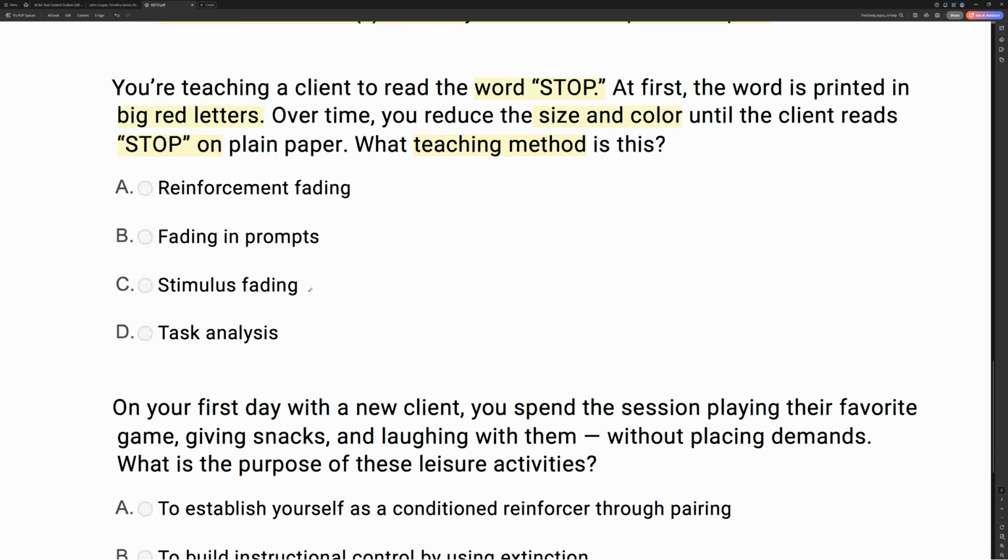And then D, what about a task analysis? Clearly not a task analysis, right? You're not breaking down this behavior into steps. What you're doing is you're fading out your prompts. You're fading the stimulus. So this is going to be C, stimulus fading.